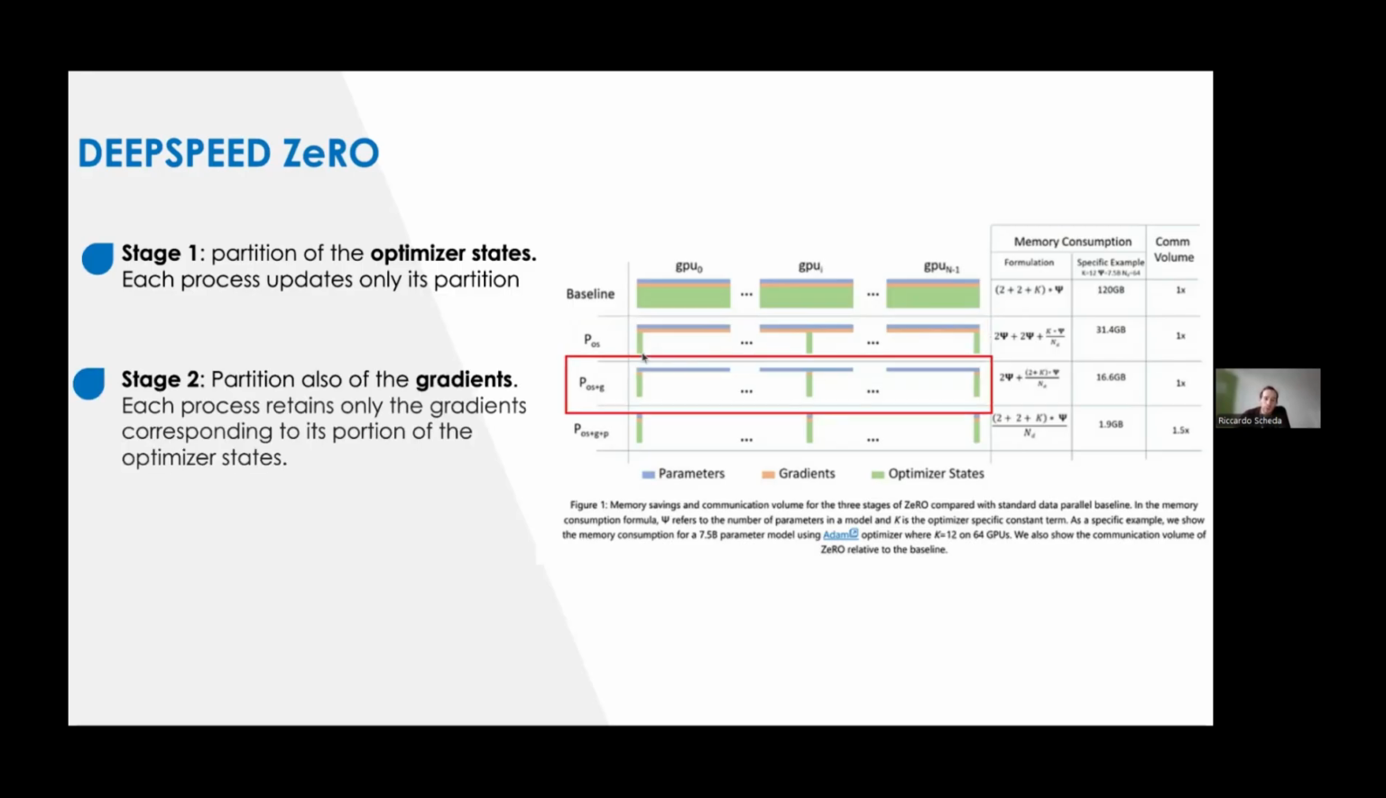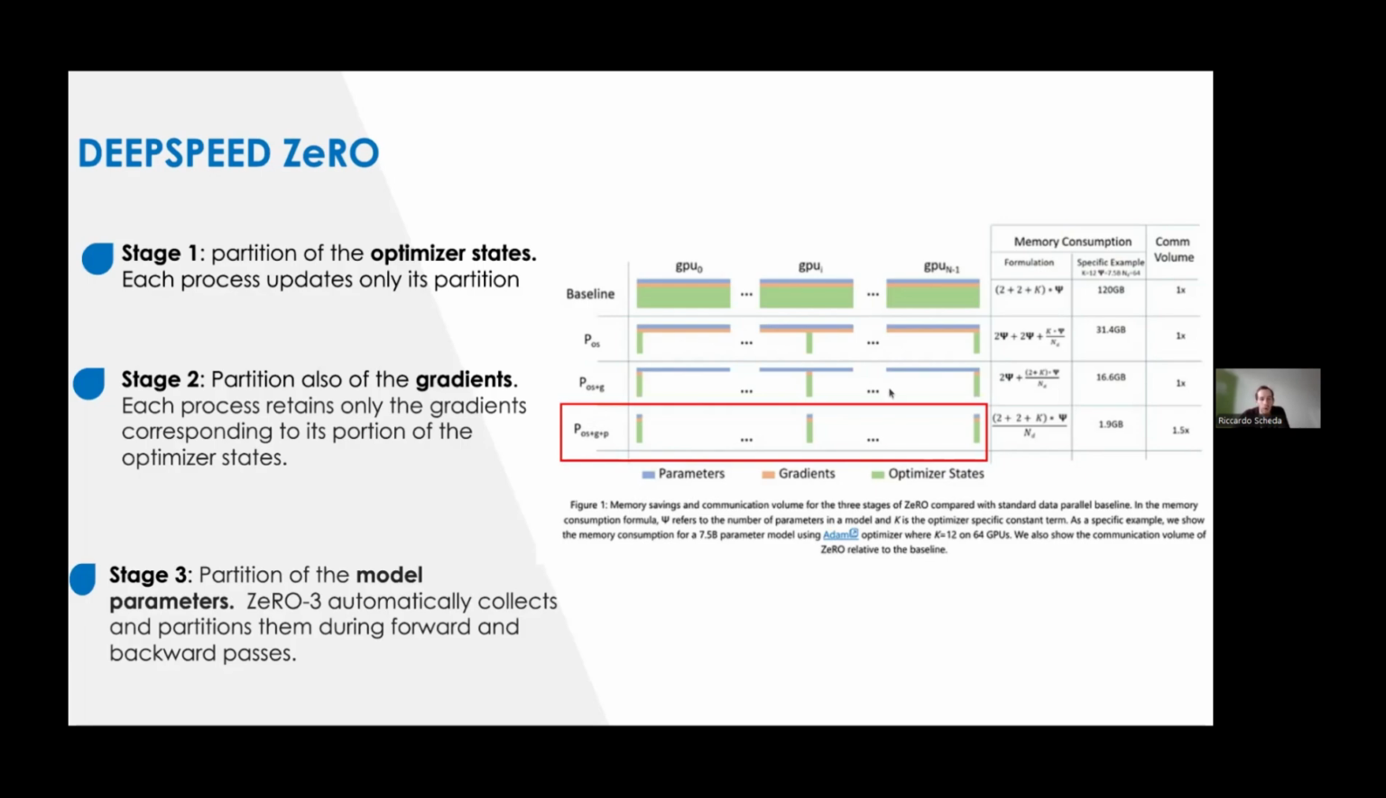In stage two, instead, we also split the gradients. So what remains replicated between the different GPUs are the parameters, but the optimizer states and the gradients are split across. And again, in the third stage, we split everything. So we split the parameters, the gradients, and the optimizer states.